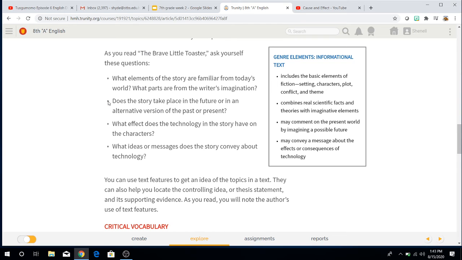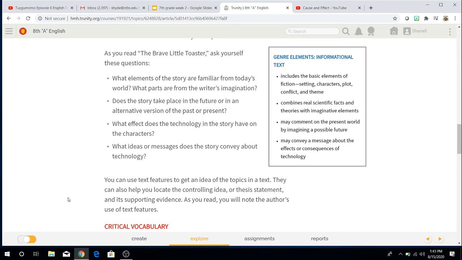Does the story take place in the future or in an alternative version of the past or present? Why does it say alternative? Because it could be happening in the past and the present, but it doesn't necessarily mean that it actually happened. That's why it's called alternative. What effect does technology in the story have on the characters? And what ideas or messages does the story convey about technology?